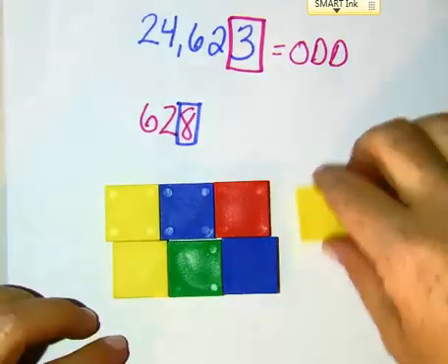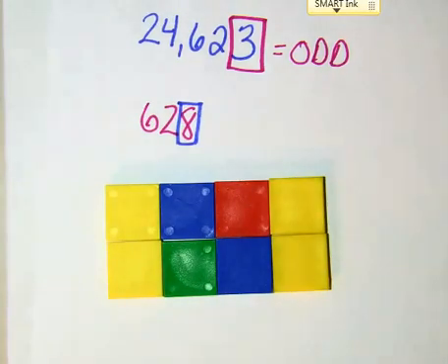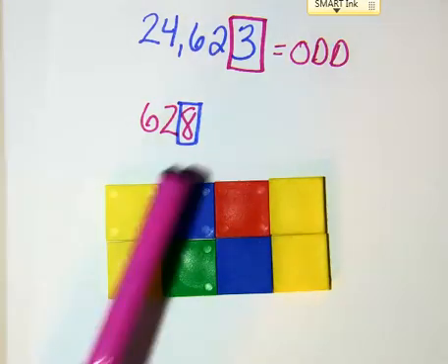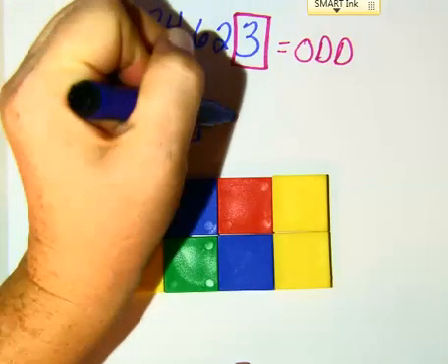What do you think? Is it even or is it odd? If you said even, you're right. Why? Because every single block has a match. So since the 8 is even, that makes the whole number an even number.